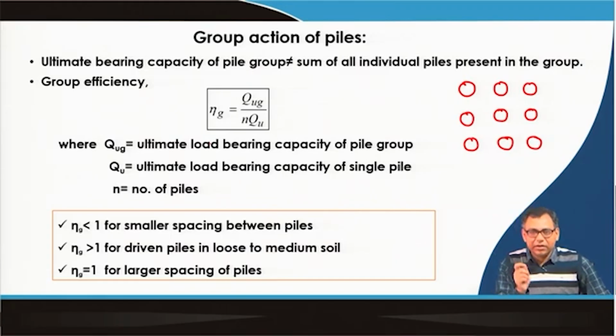But generally, in the design of the pile group, we do not consider the efficiency more than 1. Even if it is more than 1, we will limit that value up to 1.